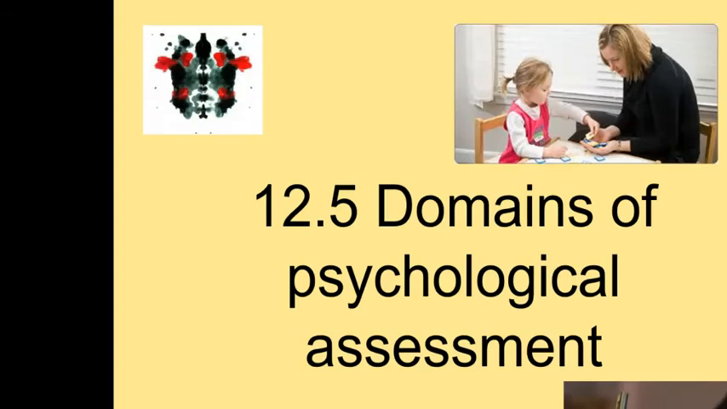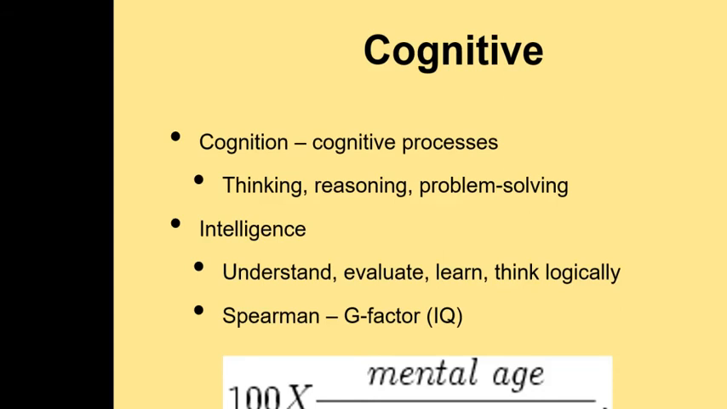So what are the domains of psychological assessment? In other words, what are the different areas that psychological tests assess? So, cognitive area. Cognitive is your mental processes, so things like thinking, reasoning, problem solving, etc. What we generally speak of as intelligence.